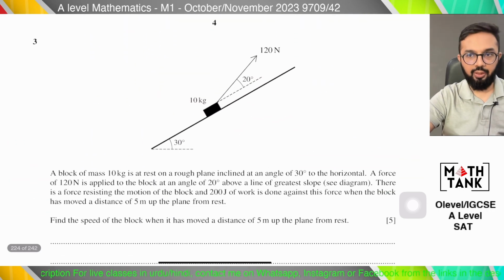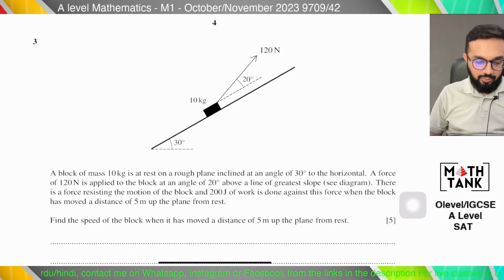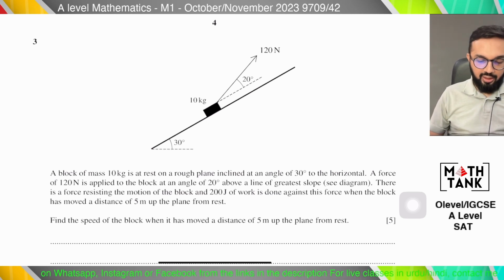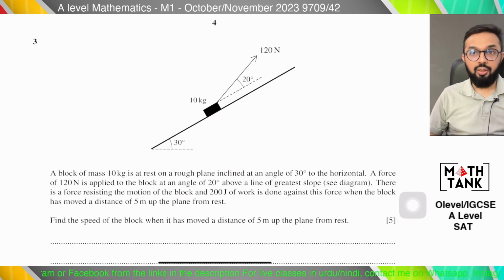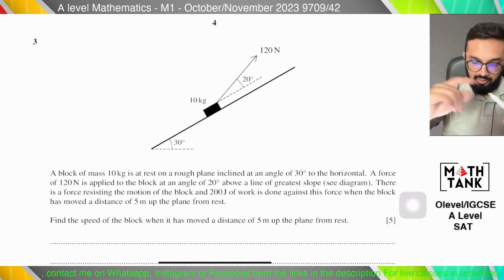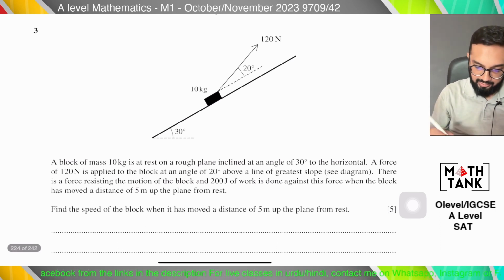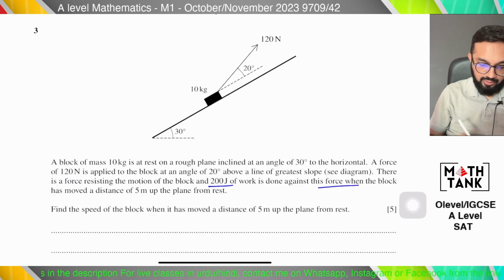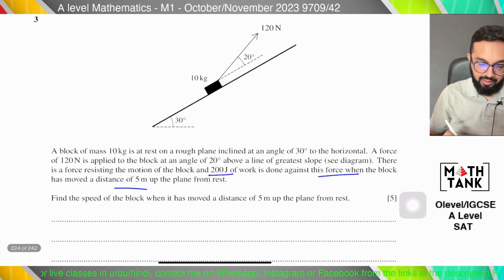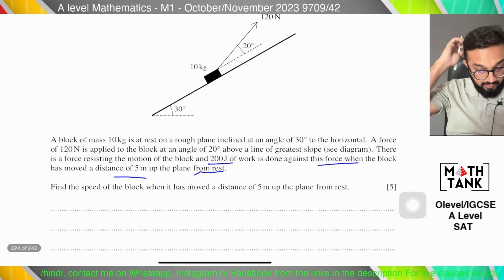Let's move on to question number three. It says a block of mass 10 kgs is at rest on a rough inclined plane at an angle of 30 degrees to the horizontal. A force of 120 newtons is applied to the block at an angle of 20 degrees above the line of greatest slope. There is a force resisting the motion of the block and 200 joules of work is done against this force when the block has moved a distance of 5 meters up the plane from rest. Find the speed of the block when it has moved up the plane.